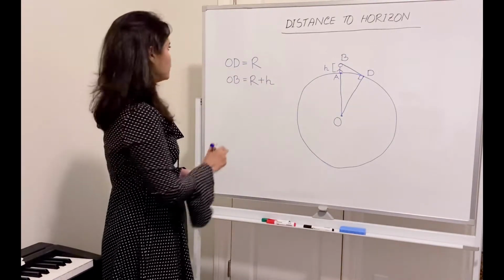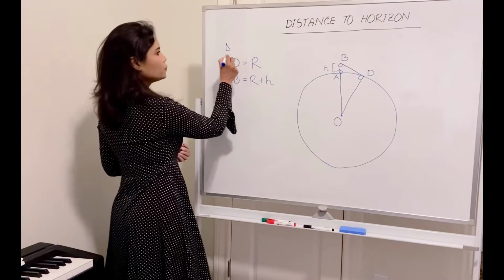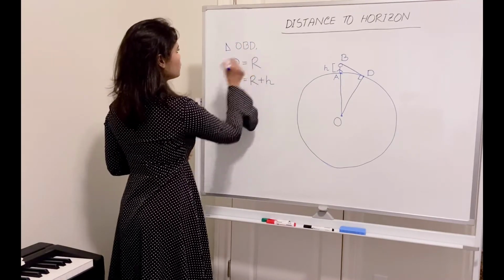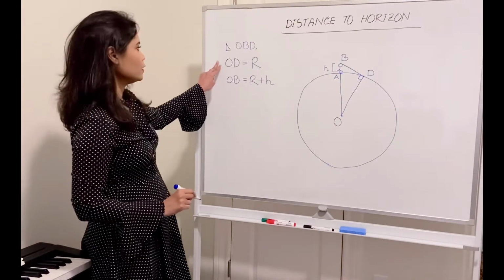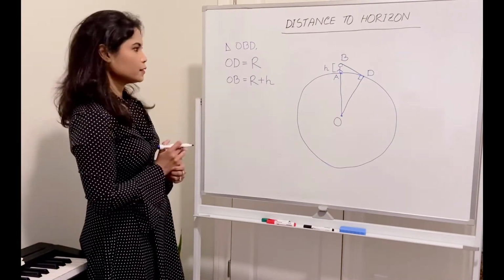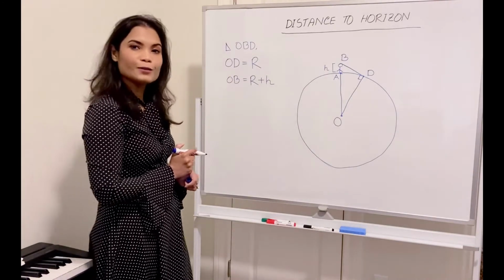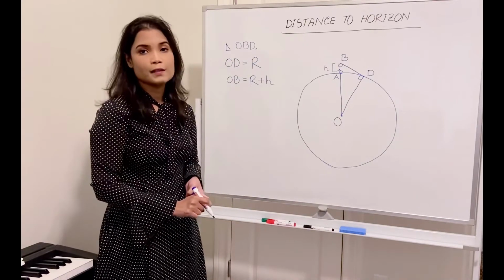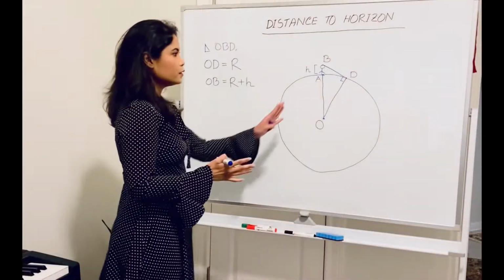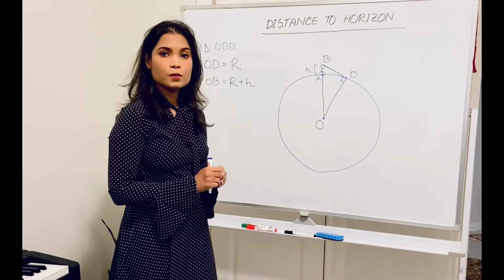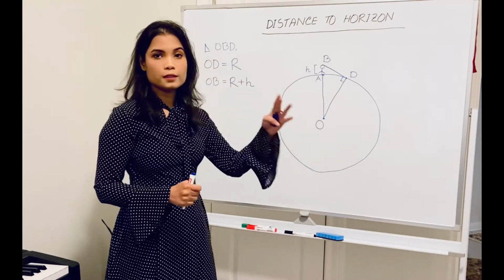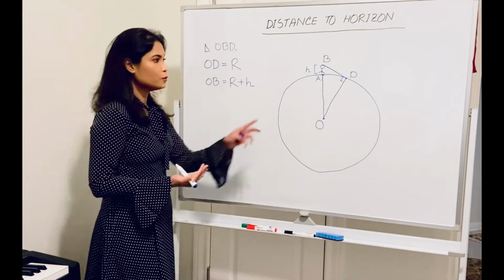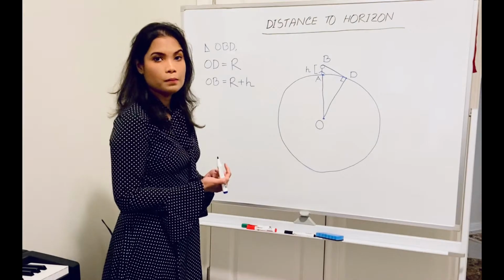So as you see in the right angle triangle OBD, I already know two sides. I know the side OD, and I also know the side OB. And for right angle triangles, we can apply the Pythagorean theorem to find the other side very, very nicely. Now here, the distance BD is our point of interest because that is our visual distance to the horizon. So I'm just going to apply the Pythagorean theorem to find the distance of BD.